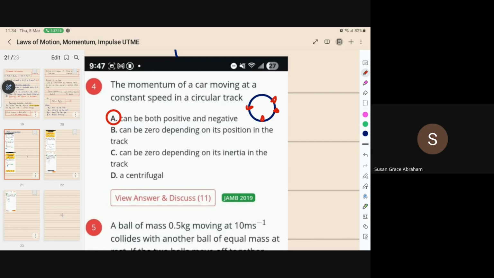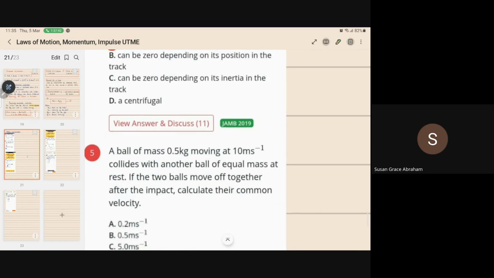In a circular track, direction is changing at every point in time. Even if the speed is constant, the direction is changing. And because direction is changing, velocity is changing. And if velocity is changing, momentum is changing because momentum depends on velocity. And momentum is a vector quantity. Because it's a vector quantity, the sign can change depending on the direction it is moving to.